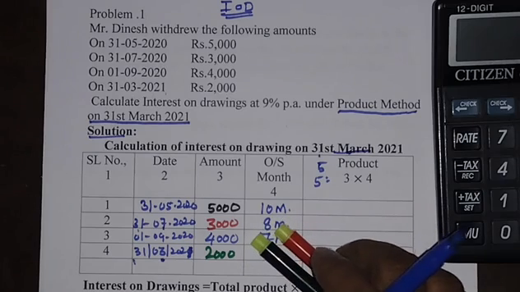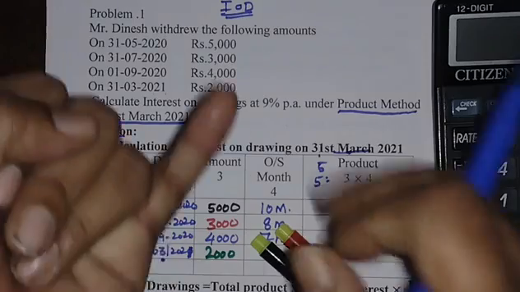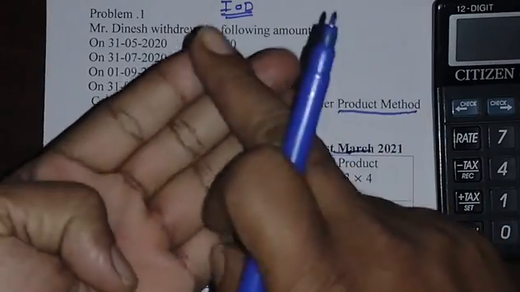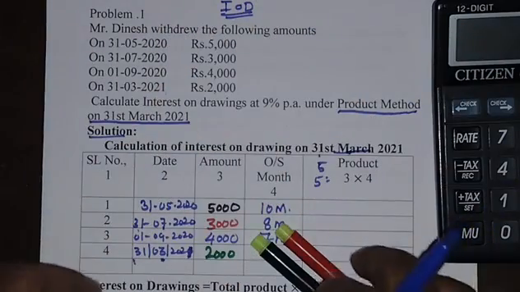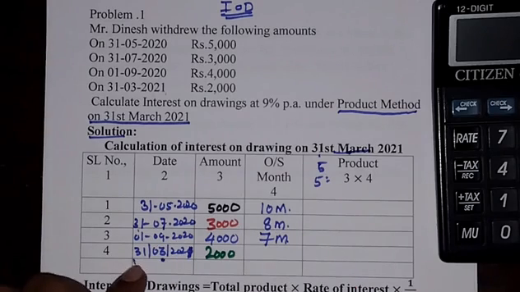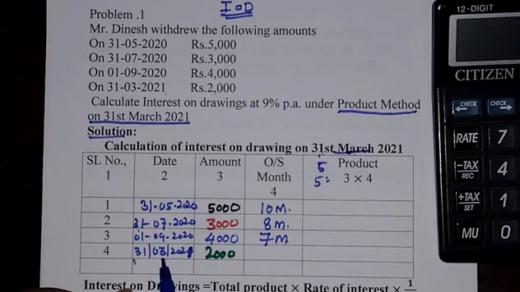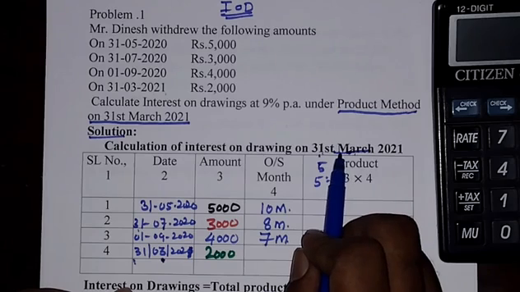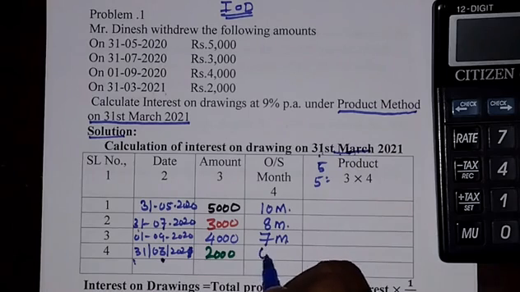Fine. And the third one is September. 1st September means including September: September, October, November, December, January, February, March. Overall we get 7 months. That you can see is 7 months. And the last one is 31st March. Drawings also is on 31st March and the amount withdrawn also. The calculation also is on 31st March. Therefore, we get 0 months here.